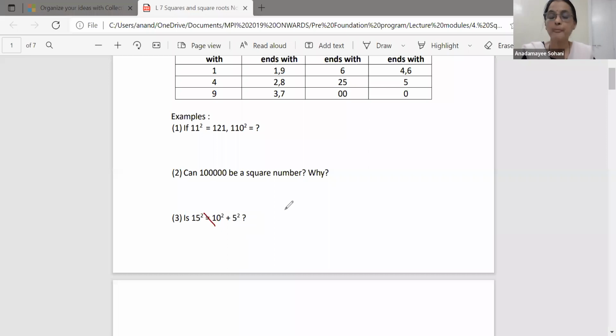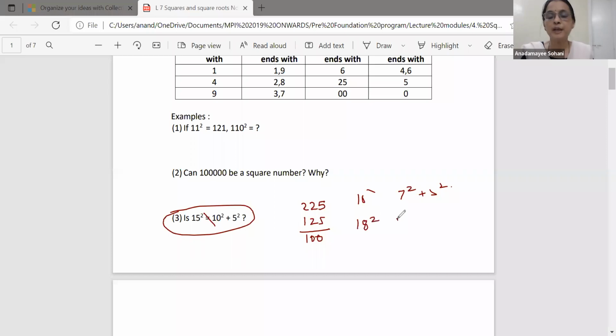Now, what is the difference in the answer? 15 square is 225 and 10 square plus 5 square is 125. Difference is 100. This is your research problem. Take a number of such pairs. You can take 10 square and 7 square plus 3 square. Then take 18 square and take 12 square plus 6 square.